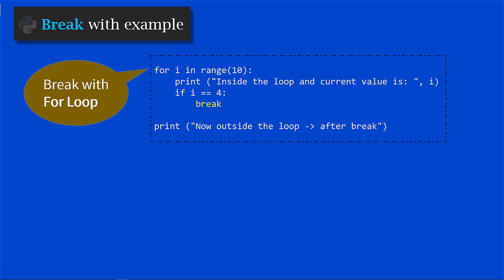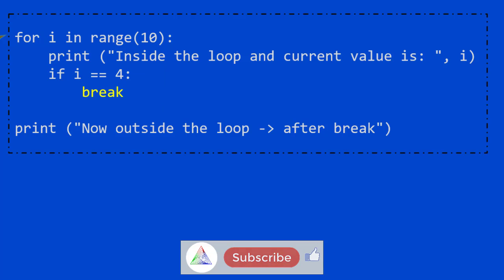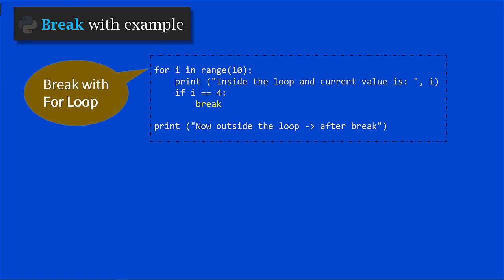Let's say I want to iterate through a range of data from 0 to 9, which is range 10. So for i in range 10, I want to print a statement inside the loop: currently I'm inside the loop and the current value is whatever the value of the current iteration of i is. And I want to check if i equals 4. At value 4, if the current iteration value is equal to 4, then I will exit the loop and print a statement outside the loop, after the break. So we will write this example in Python and execute it.